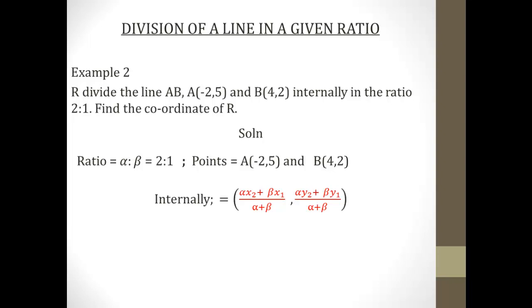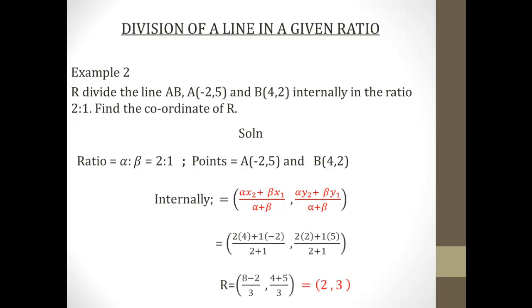So we know alpha, we know x2, we know beta, we know x1. Then you input your values accordingly, and this is what you are supposed to get. Your final answer must be 2, 3. So this becomes the coordinates of R, because R is dividing the line AB in a given ratio.